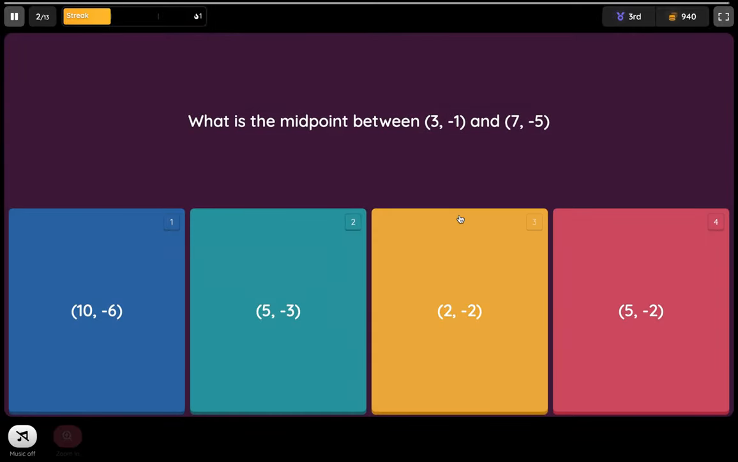What is the midpoint between 3 and negative 1 and 7 and negative 5? 3 plus 7 is equal to 10 divided by 2, 5. Negative 1 plus negative 5 is equal to negative 6 divided by 2, negative 3.